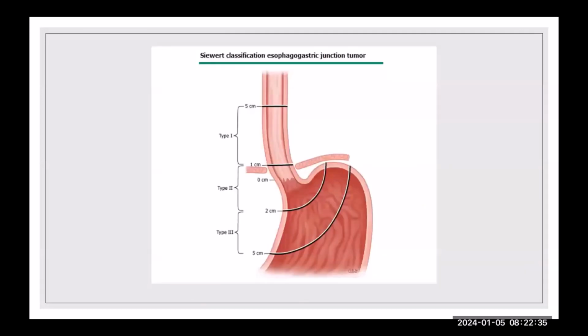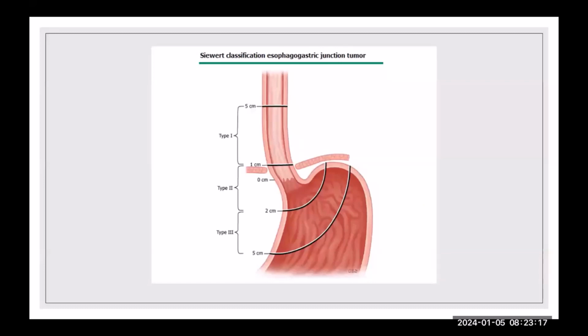Here is the Siewert classification, usually used by surgeons for adenocarcinoma of the gastroesophageal junction. Basically, this divides the tumor in the gastroesophageal junction region into three types, type 1, 2, and 3, where they see the epicenter of the tumor. Epicenter is nothing but they mark the upper and the lower border of the tumor and take a midpoint. If that midpoint, or the epicenter of the tumor, is proximal to the gastroesophageal junction from 1 centimeter to 5 centimeters, that is type 1. Type 2 is 1 centimeter proximal up to 2 centimeters distal to the gastroesophageal junction.